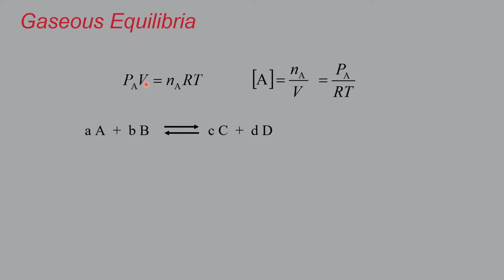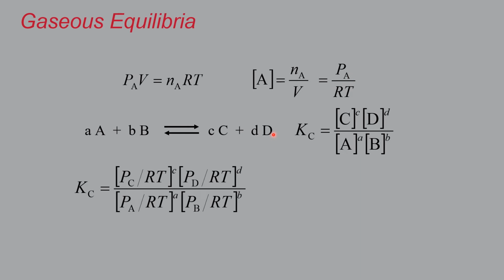Now, let us extend this to an overall equilibrium system: little a A plus little b B equals little c C plus little d D. The concentration-based equilibrium constant would be this thing that you're getting familiar with now, I hope: concentration of C to the c power, D to the d power, divided by concentration of A to the a power and B to the b power. Now, let's take this expression, but substitute in the partial pressure terms for each component. And that would give us this.